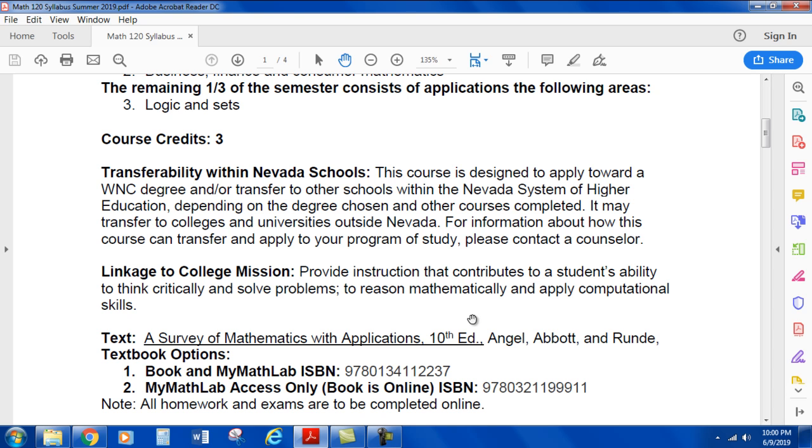Transferability within Nevada. This course is designed to apply toward a WNC degree and or transfer to other schools within the Nevada system of higher education, depending on the degree chosen and other courses completed. It may transfer to colleges and universities outside Nevada. For information about how this course can transfer and apply to your program of study, please contact a counselor. The linkage to college admission provide instruction that contributes to a student's ability to think critically and solve problems, to reason mathematically, and apply computational skills.